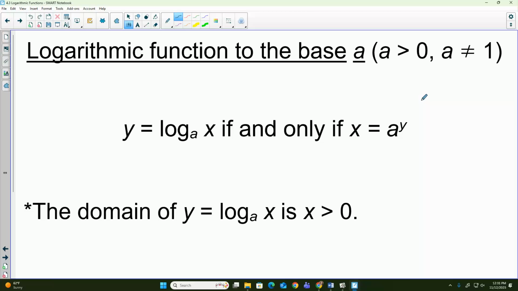All right, so first you need the definition of a log. So if you have a log of base a, this is what's really important. This tells us how we go back and forth between a log and an exponential. So y is equal to log base a of x. That means a to the y power equals x.